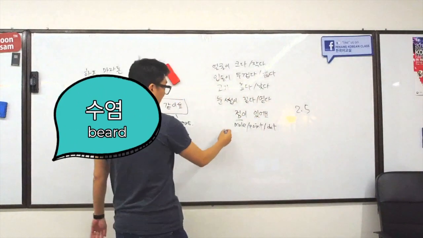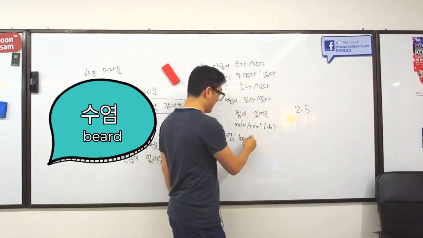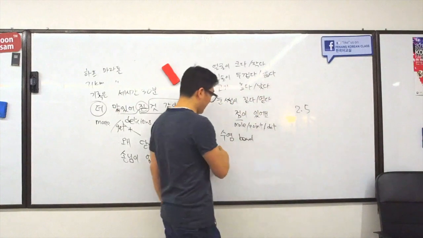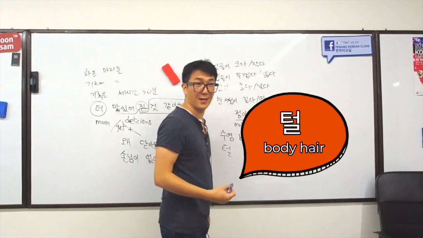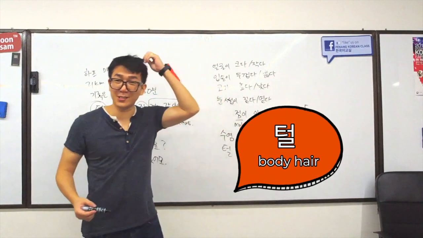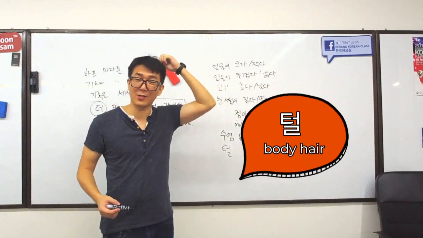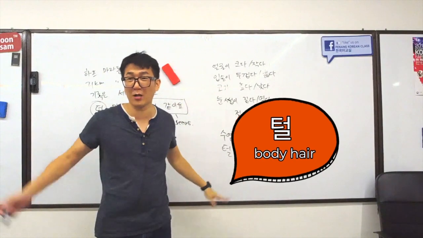수염. 수염 is beard, right? Beard. Of course, 수염 is beard, but 털 is hair. Only this one is for the face; the rest of this kind of hair that forms on your body is all 털.